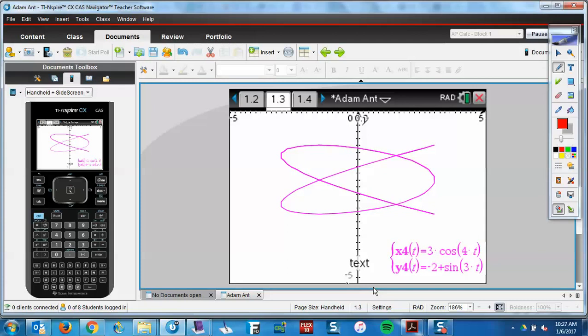Now, sometimes you have to do the window. Why would I know this is a good window? Well, what's the range on cosine? -1 to 1. Then you times it by 3, so -3 to 3. So X is going to need to be -3 to 3, so I set it -5 to 5.